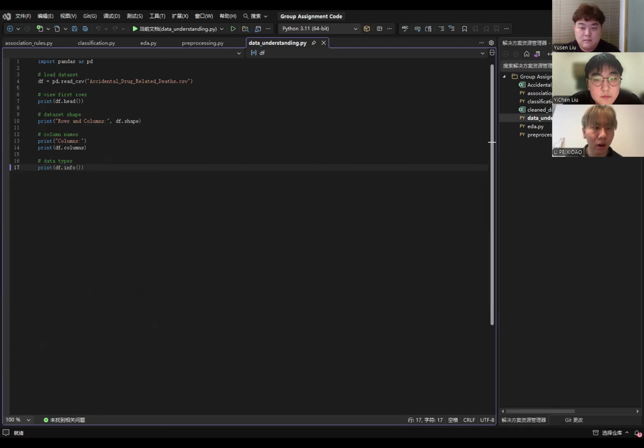The data set is called accidental drug related disease. It contains 11,181 records and 48 columns. Each row represents one test case, including information like age, gender, race, and the types of drugs involved. However, not all columns are useful for our analysis. Some are location-based or descriptive, so we only selected the relevant features for our project.